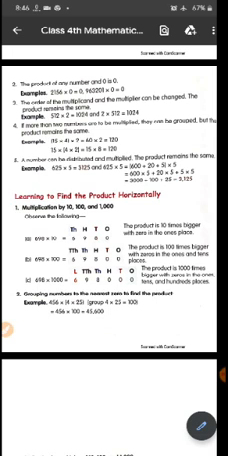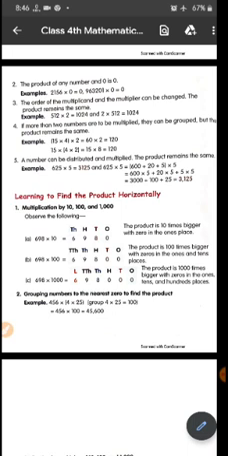Fourth, if more than two numbers are to be multiplied, they can be grouped in any way, but our product will remain the same.